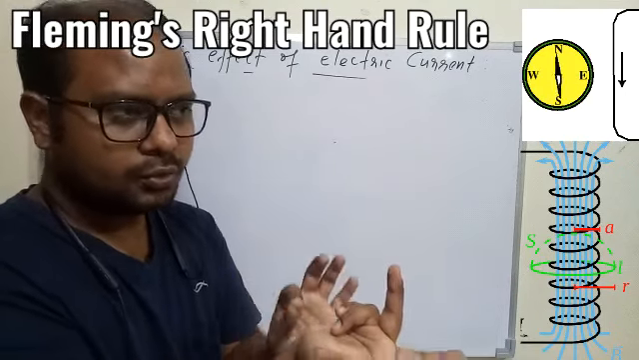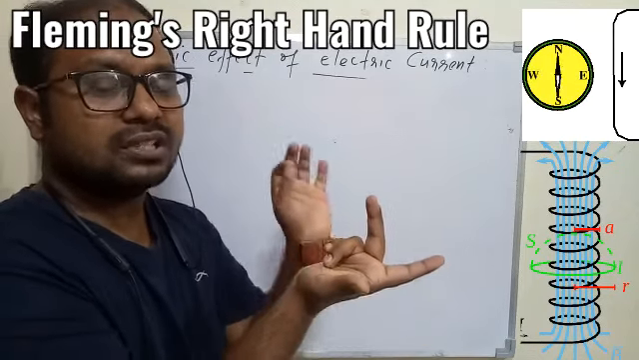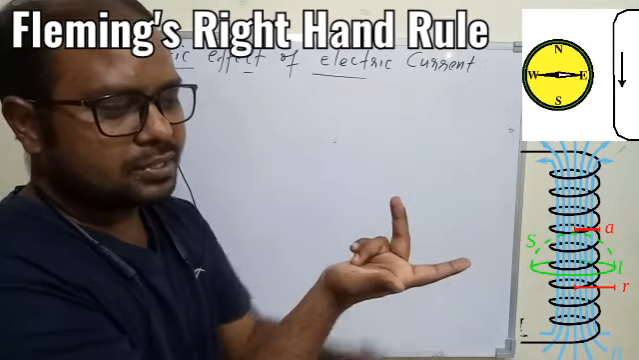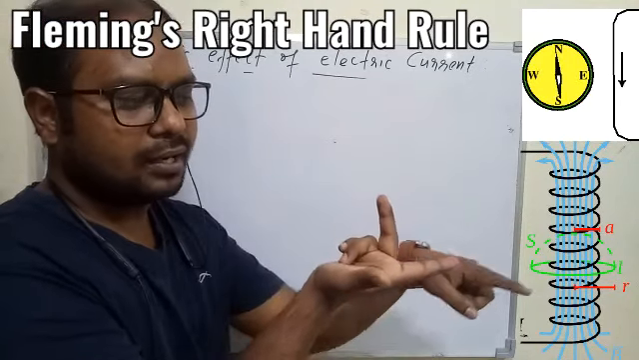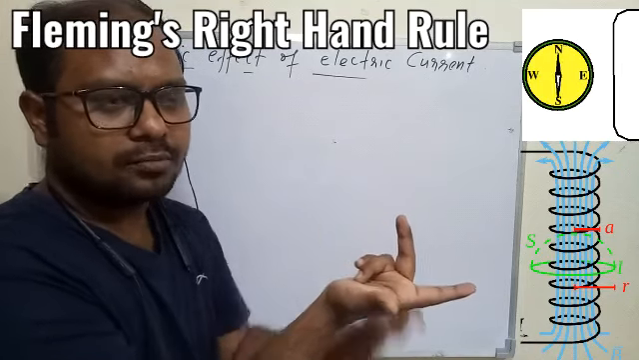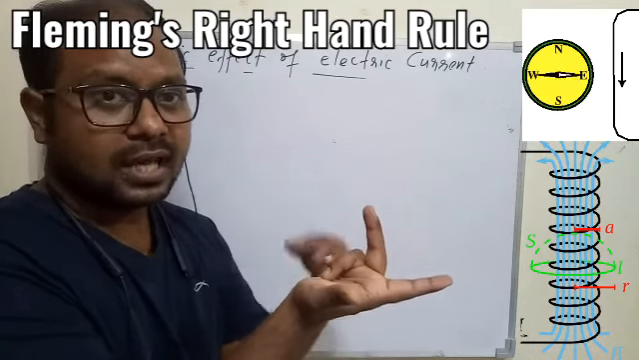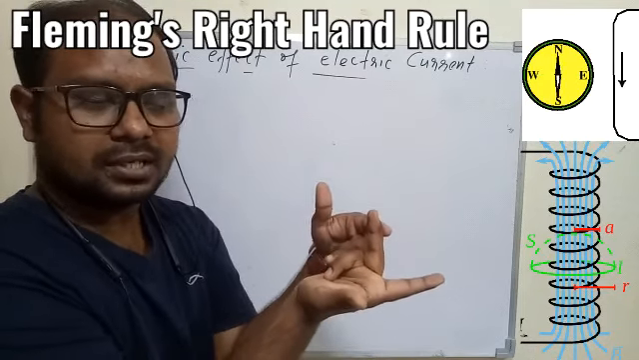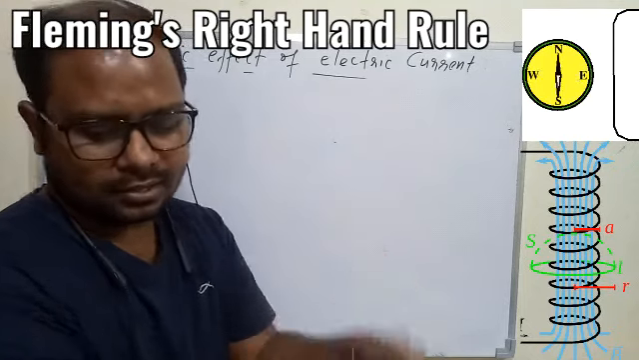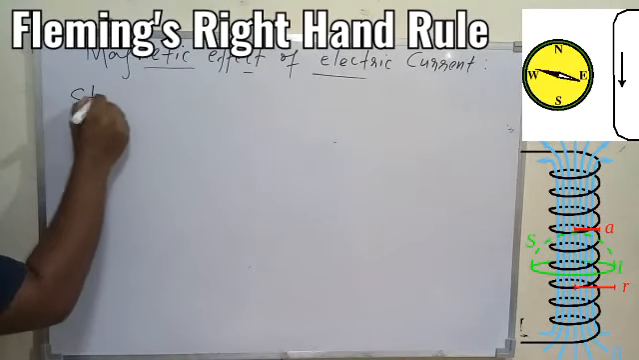Then according to the rule given by Fleming, the center finger will show you the direction of induced current. I am repeating again, if we place the three fingers of the right hand, such that the thumb shows the direction of motion of the coil or the force given to the coil, the forefinger shows the direction of magnetic field, then the center finger shows the direction of induced current in the coil or the conductor. So first let's write down, then we will understand the example also. Statement.